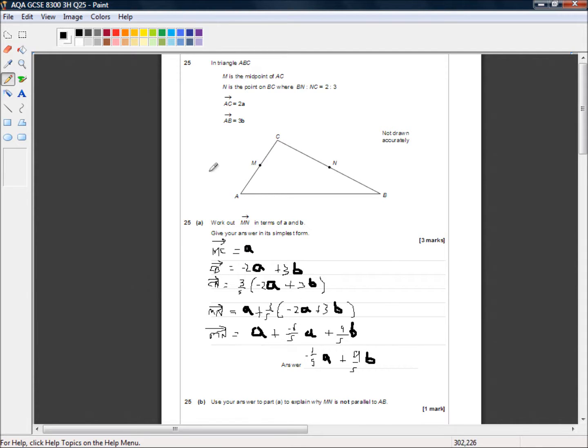So what I would write is MN is not a scalar multiple of AB.